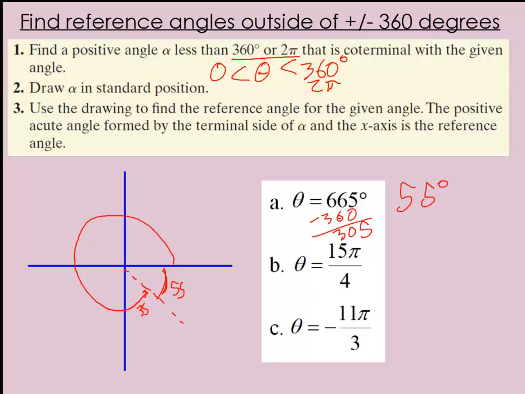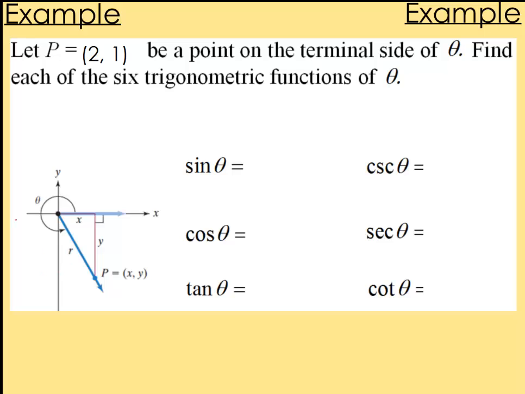All right, let's do some examples. So pause the video. All right, in this case, P is going to be (2, 1). If P is (2, 1), then R is going to be the square root of 2 squared, so 4, plus 1 squared, which is 1. So R is going to be the square root of 5. Sine is going to be Y over R, so it's going to be 1 over square root of 5.